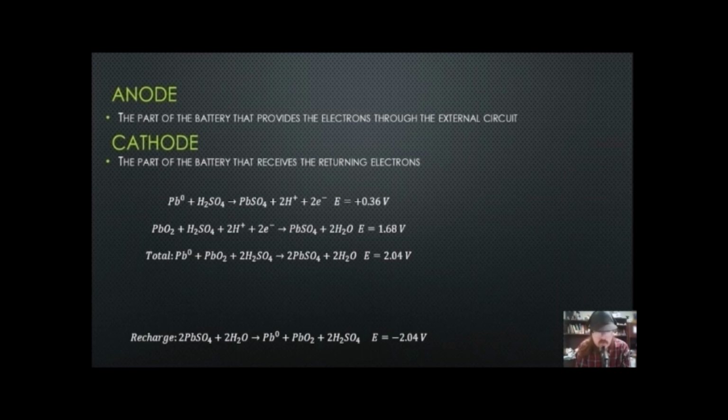One way to remember is the anode has oxidation. They both start with a vowel. The cathode has the reduction. They both start with a consonant.